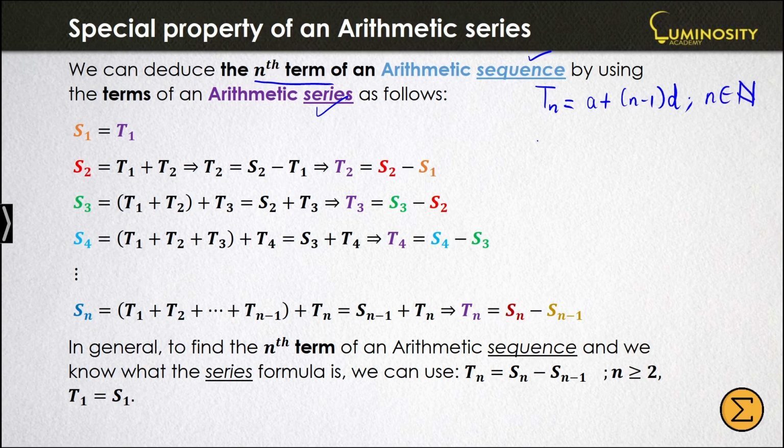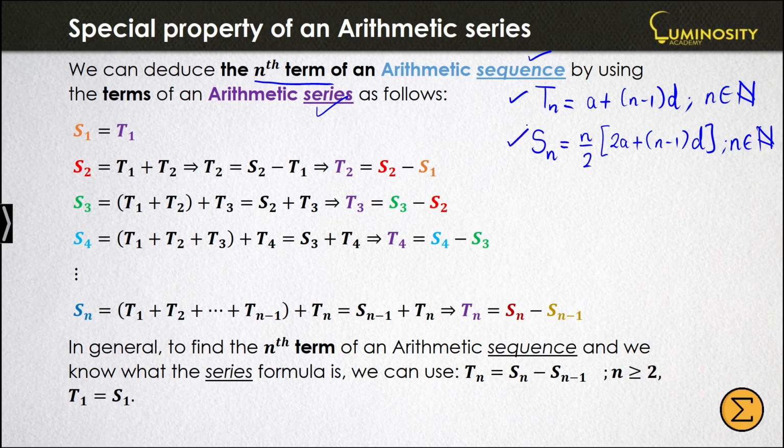We also know the general term of the series of the first n terms of an arithmetic sequence, and I'll use the first formula, which is the most general. That's n over 2 times 2a plus n minus 1 times d, where n is a natural number. Okay. So those are the two formulae for an arithmetic sequence and an arithmetic series. This is the sequence and this is the series.